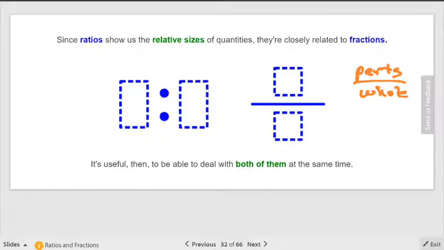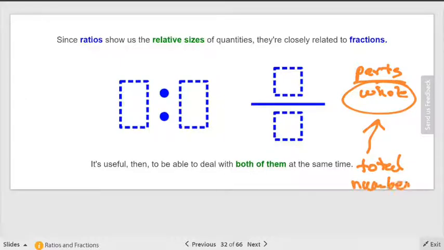So you can write a ratio as a fraction, but you have to be careful. You don't just put one number of the ratio on top of the other one. That's not going to work. Because remember, the bottom part of a fraction is always the total number. And what operation comes to mind when you think of a total?